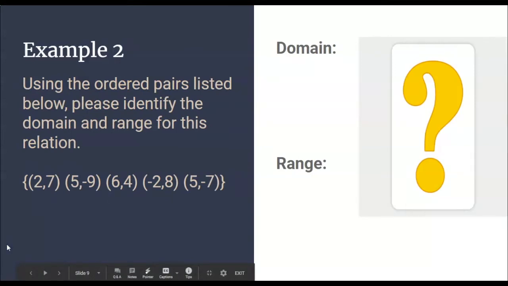Here is example 2. Use the set of ordered pairs and identify the domain. Remember that the domain is the set of x values, and the range is the set of y values. Make sure you write those in order from least to greatest, and if there are any duplicates, only write the value once. Let's look at the solution.